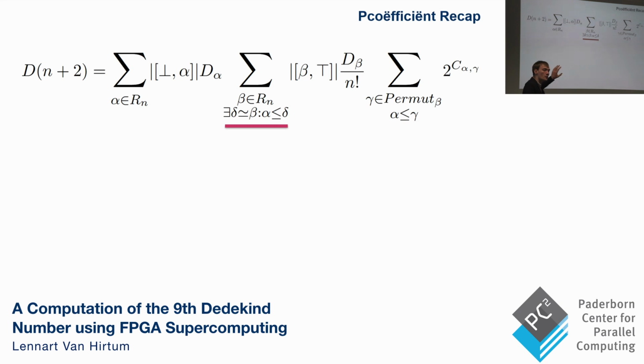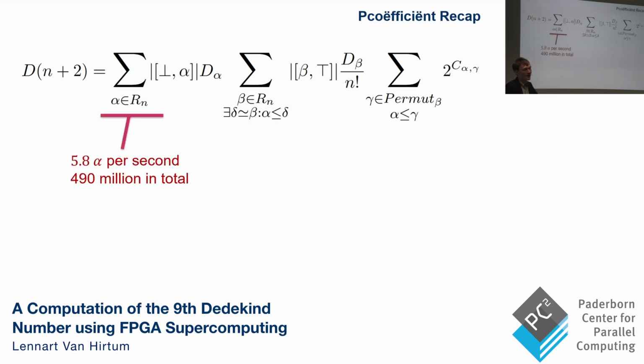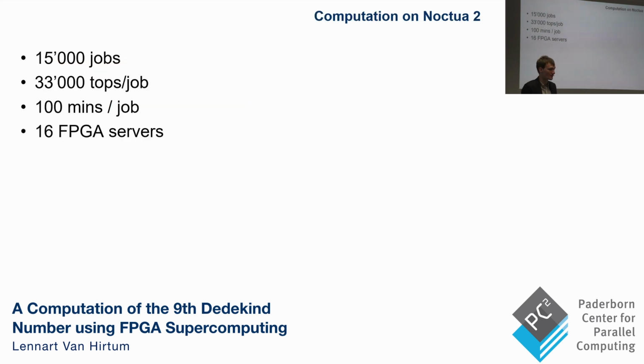So we can now process buffers of beta really quickly. What do we get for all of this work? We get, for a full supercomputing server, 2 of these beefy FPGA accelerators. We can do 5.8 of these alphas every second. And we need to do 490 million. And at this point, it becomes a real supercomputer and just a game of waiting.